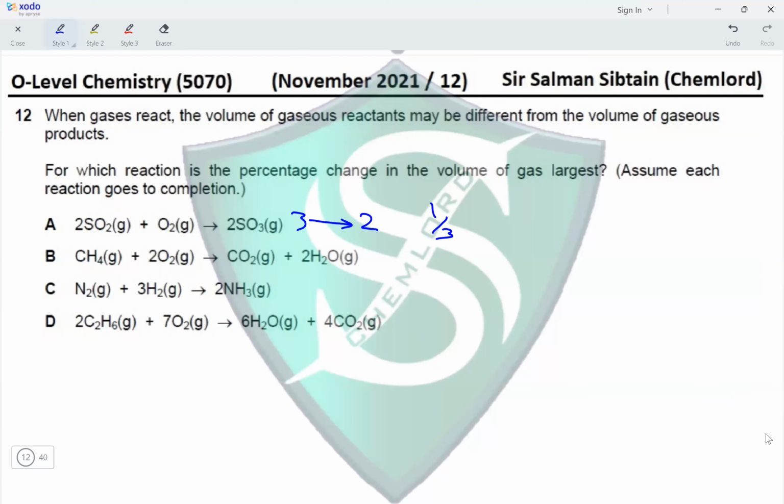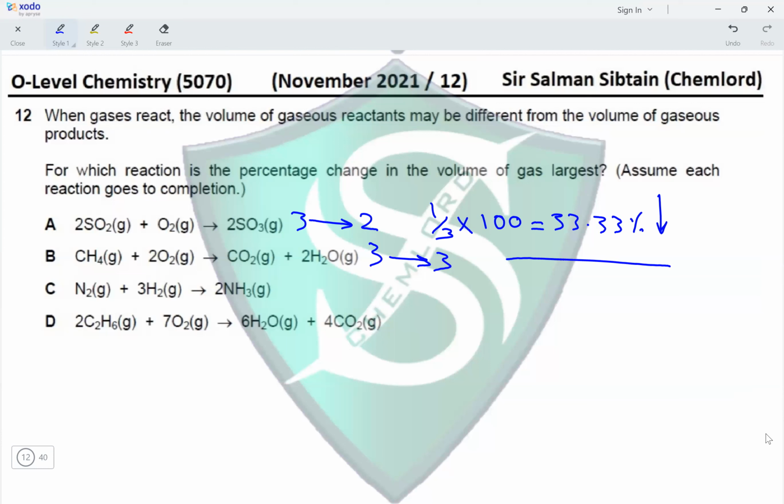So a decrease of 1 by 3 in percentage would be a decrease of 33.33%. Next, option B, 1 and 2, 3 moles of reactant producing 3 moles of products. So the number of moles of reactants and products are the same. There is no change in percentage.